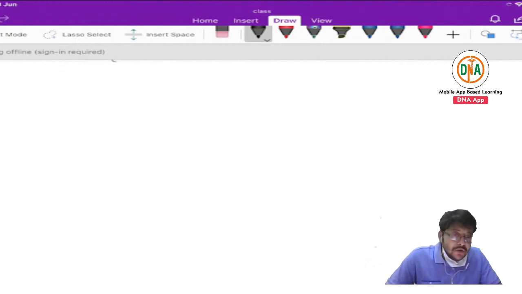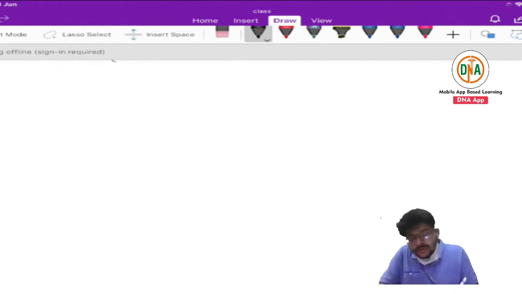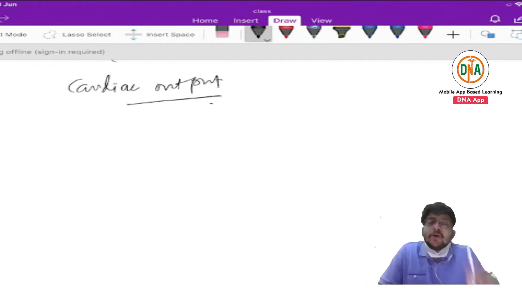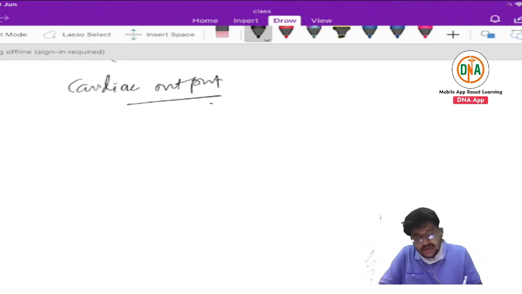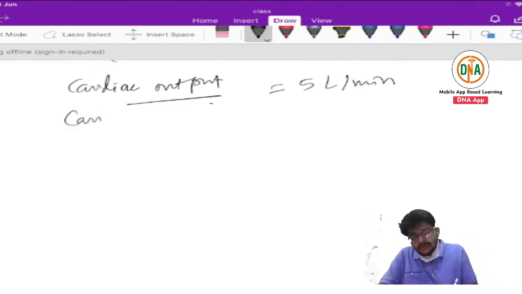So we have already known about the cardiac output. What is the basic value of cardiac output? Again, very important. I have seen almost every alternate year, the value of cardiac output has been asked in university exams, multiple universities all through India. So cardiac output is 5 liters per minute. The next question is, what is cardiac index?